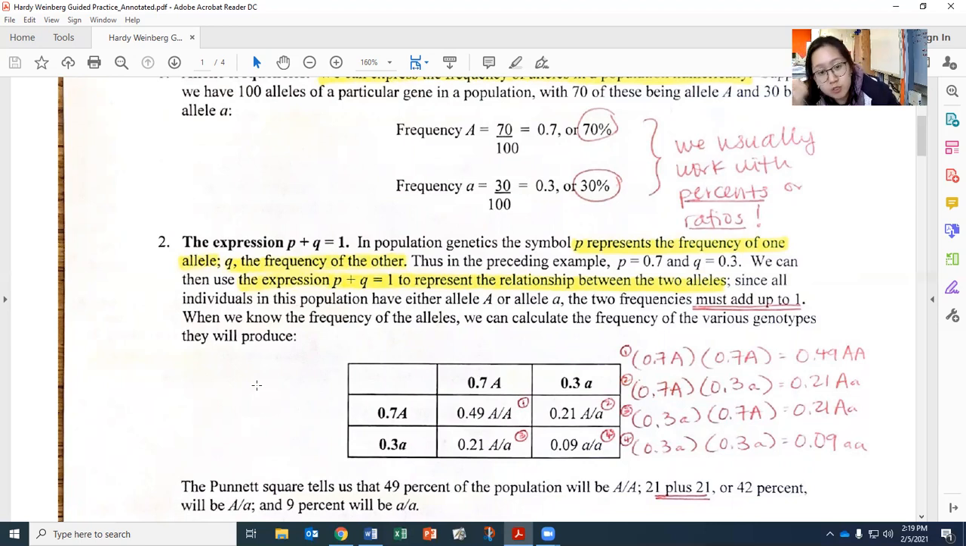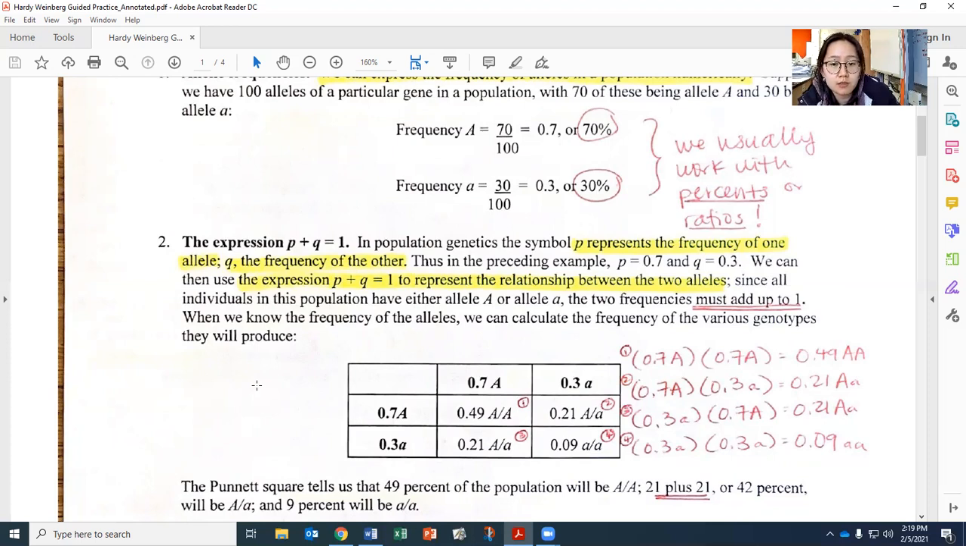We can then use the expression P plus Q equals 1 to represent the relationship between the two alleles. Since all individuals in this population either have an A capital or an A lowercase allele, the two frequencies must add up to 1, right? So if there's only 2 choices in a population, if you add up all the first choice and all the second choice together, you're going to get the total number of the population. And when you're working with percents or frequencies, it's always going to total to 1, or it's going to total to 100, right? 100%. So that's the logic behind this.